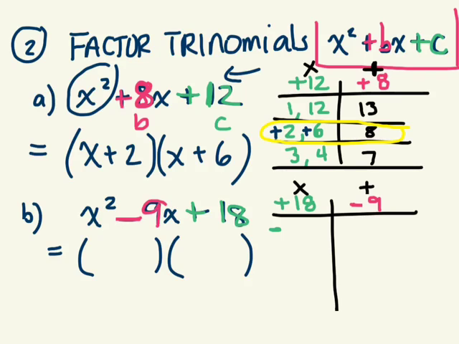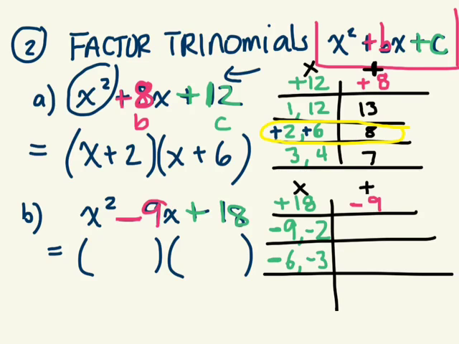Right? What are factors of 18? What times what gives you 18? Negative 9 times negative 2 gives you 18. Yep. What else? Negative 6 and negative 3. Let's do one more. What about positive 6 and positive 3? Does that also multiply to give you 18? To give you positive 18?